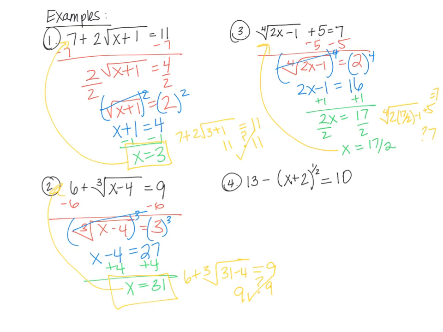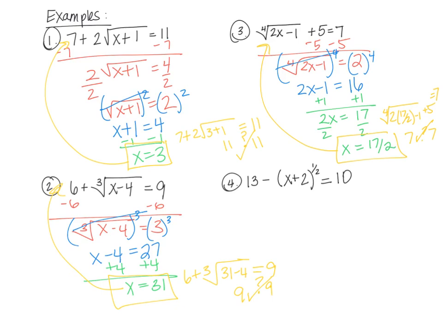So 2 times 17 over 2 is just 17. 17 minus 1 is 16. The fourth root of that is 2. 2 plus 5 is 7. So 7 does equal 7. So 17 over 2 is a solution.